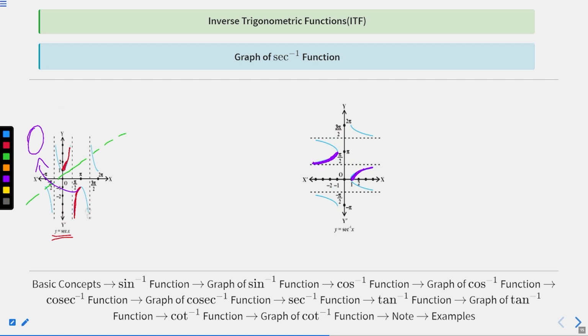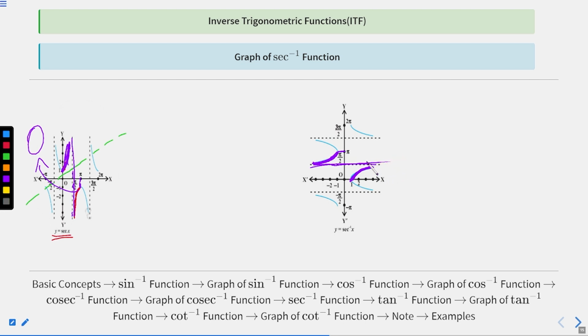graphs. Okay. As you can see, this is pi, so here it is also pi. This is pi by 2, and here it is also pi by 2. This line is pi by 2, and here is pi by 2. This is the point 1, and here also the point 1. It is approaching infinity, as you can see over here. So here it will go to pi by 2, increasing and increasing and increasing.